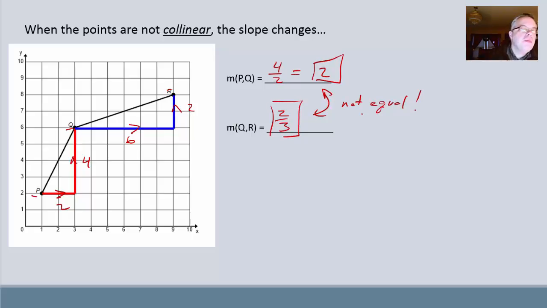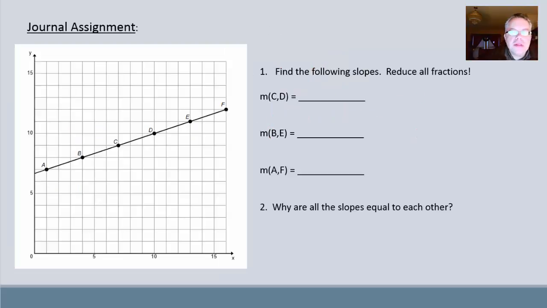All right, so here we go. Time for the journal assignment already. Here we have a line. All these points are collinear. They lie on it. I want you to compute the slopes between the given points and reduce the fractions. And what you should see, surprise, surprise, is that they're all the same fraction. It's because they're all collinear. All right, go ahead and enter this in your journal, and we'll see you next time.